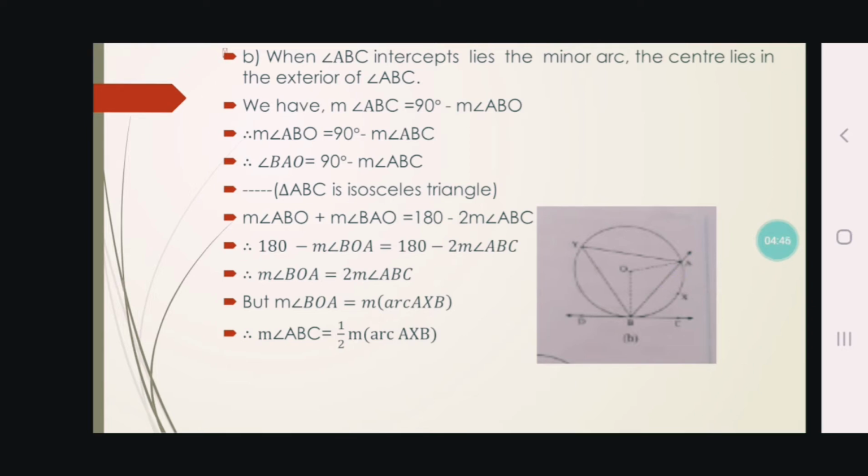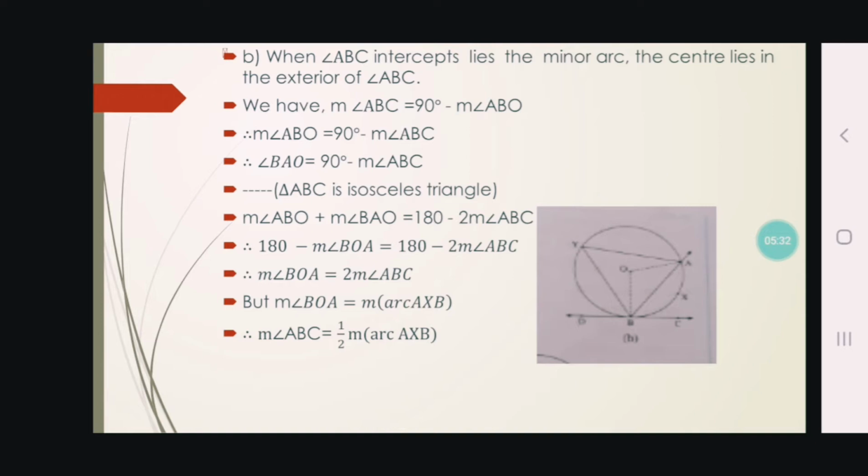Now measure angle BAO will be what? It will be equal to 90 degrees minus... the whole angle OBC is 90 degrees. This is the radius, this is the tangent. By tangent theorem, the measure angle OBC is 90 degrees. So this will be 90 minus measure angle ABC. Measure angle ABO will be what? It will be again 90 minus measure angle ABC. Fine. Now here these two angles are equal, I have told you earlier.